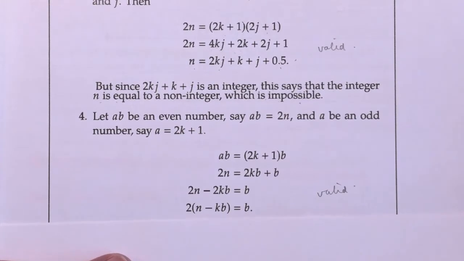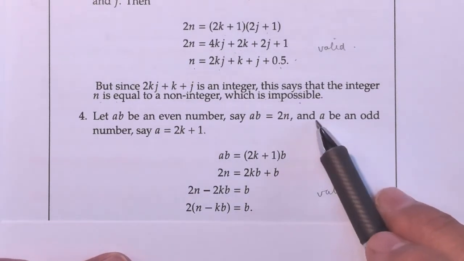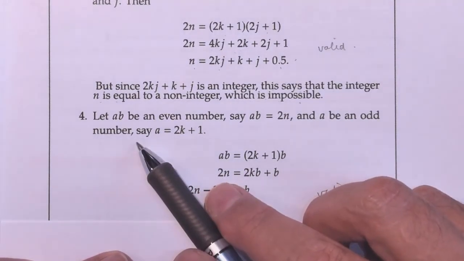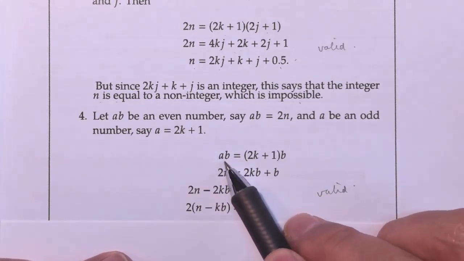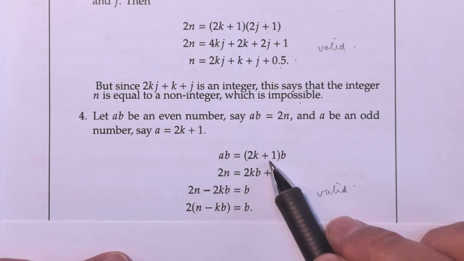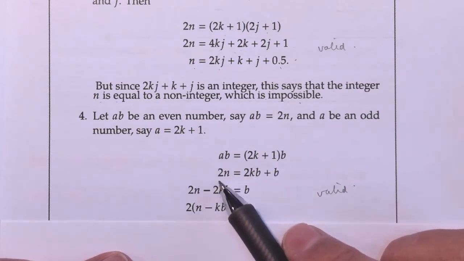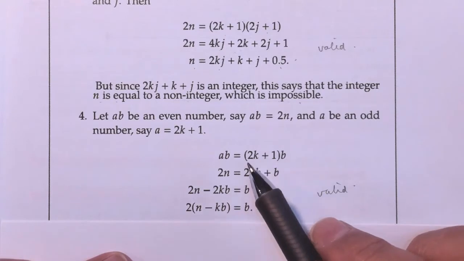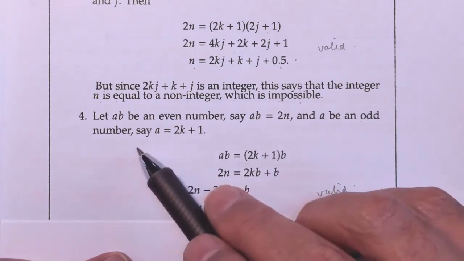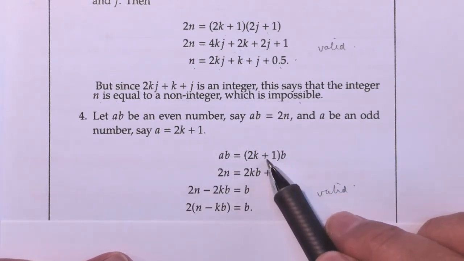Say ab therefore is n, and a be an odd number, so that's the form of the odd number. Then if we form the product, there we go, 2n. Now all of this is trying to prove that ab is an even number when a and b are both even. Okay? So here a be an odd number, so we say that that is the case.